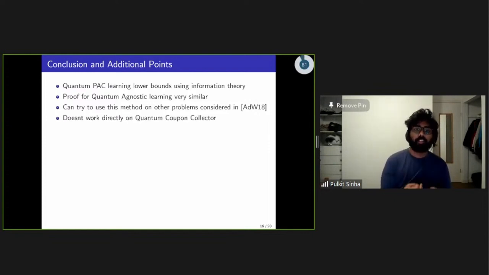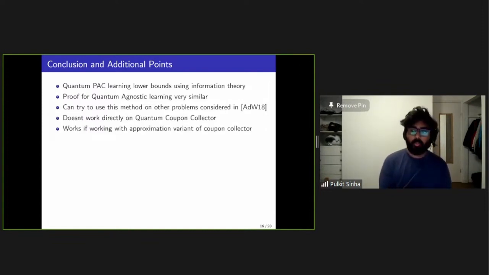Next, we found out that our technique doesn't directly work on the quantum coupon collector problem. It turns out that it can work on the quantum coupon collector problem if you consider a more strict version of the success condition of the learner. Specifically, instead of bounding the probability of S not being equal to S dash, you bound the expectation of the set difference of S and S dash. In that case, you do get back the correct bound.